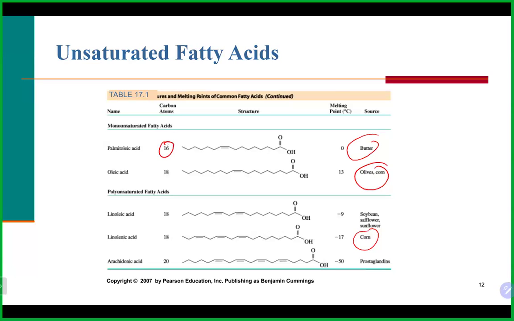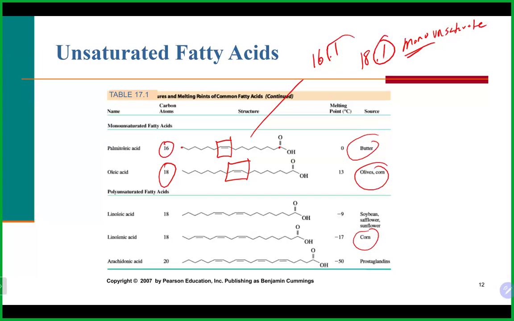There are 16 carbons there, if you count from here all the way to our last carbon here. And there is one double bond. This would be referred to as a 16-to-1 fatty acid. Again, 16 carbons and 1 double bond. This is an 18-to-1 fatty acid. Those are what are referred to as being monounsaturated. Mono meaning one, right? One double bond happening there.